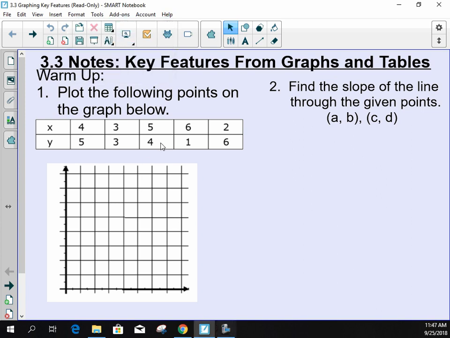Okay, this is lesson 3.3. It's a nice little review. It's the only one from Unit 3 we're going to have on here.